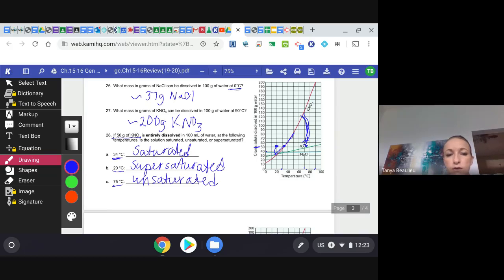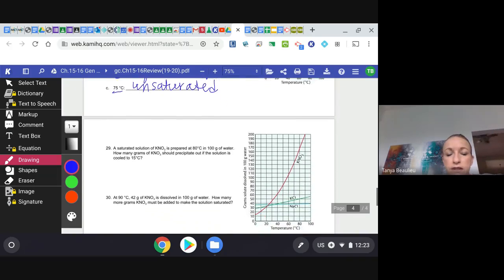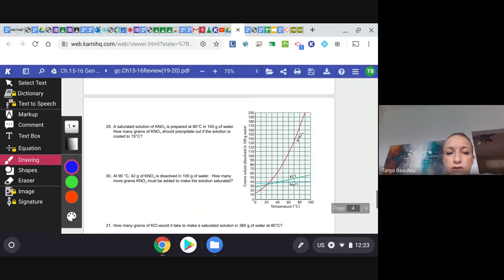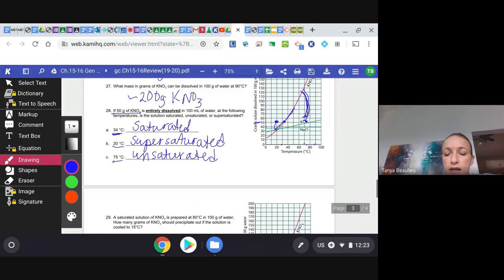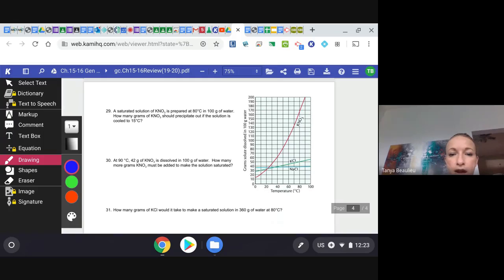So whenever you're doing those types of problems, see where your data point goes in reference to that line. On the line is saturated, below the line is unsaturated. Just kidding. Below the line is unsaturated, and above the line is going to make it supersaturated. All right, so 29, 30, 31 are the calculation type problems.